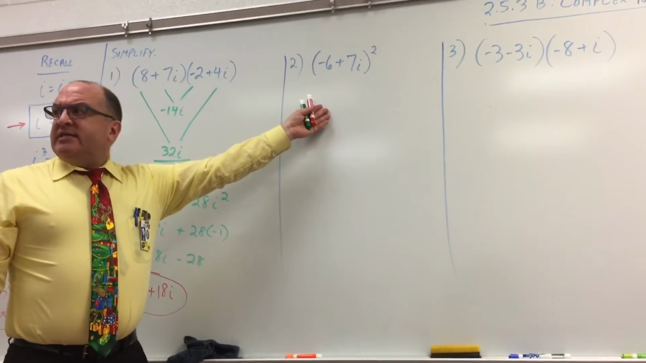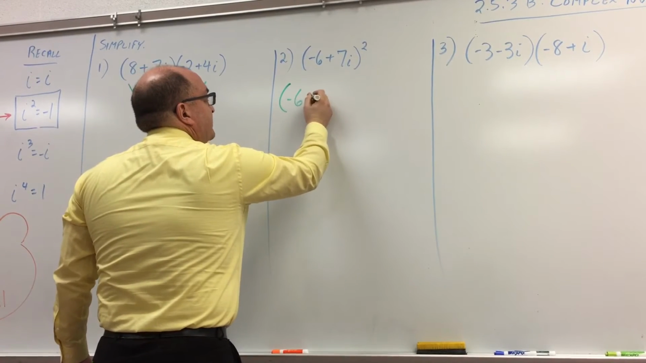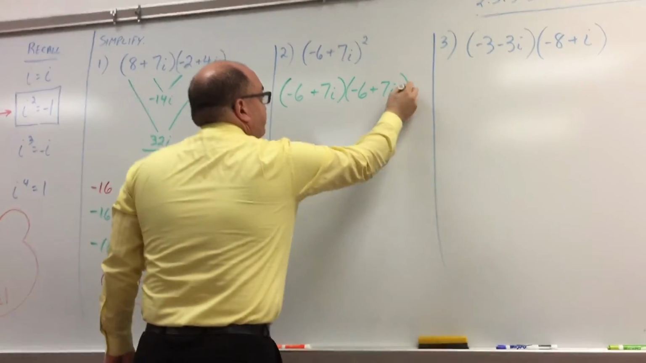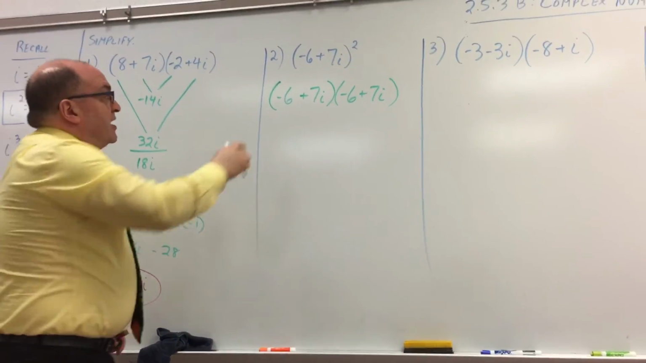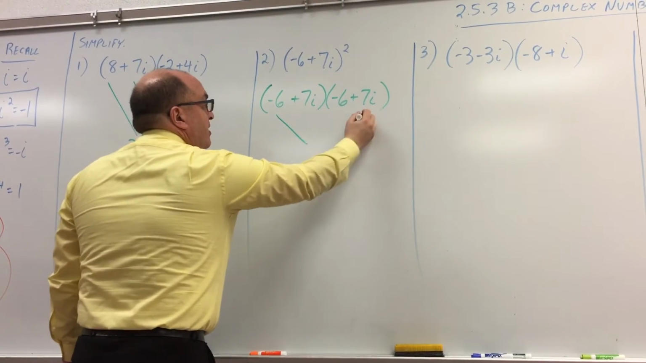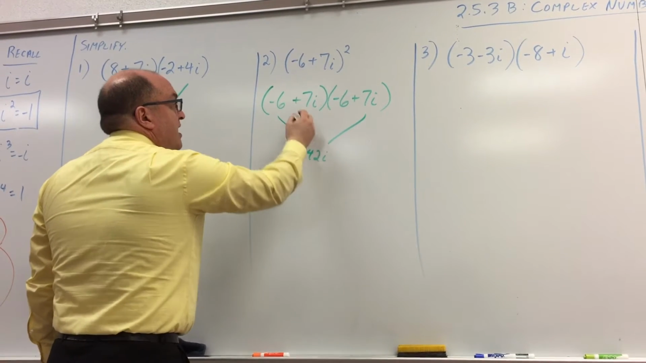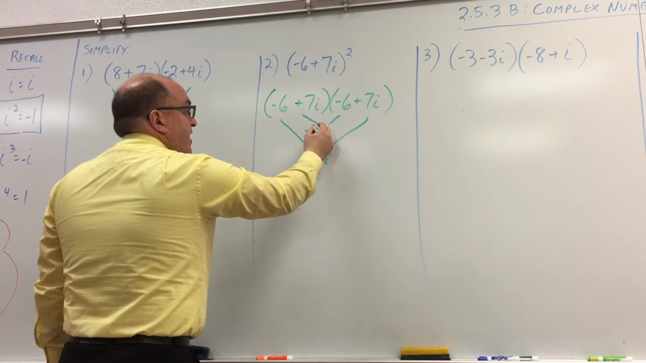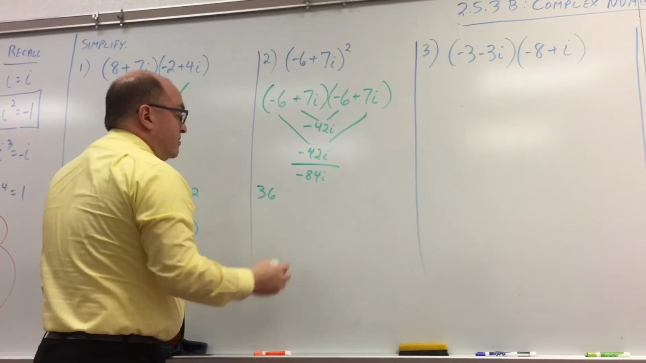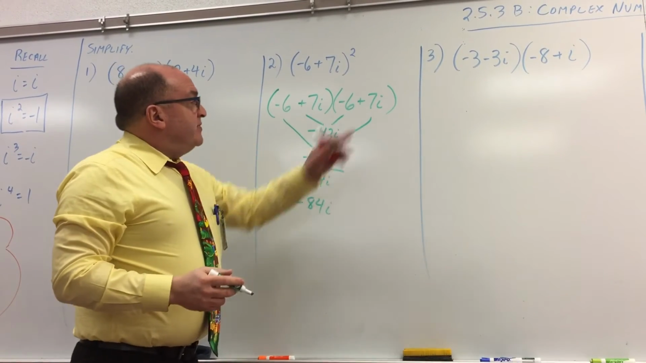Over here, if it looks like this, okay, I'm just going to rewrite it. -6 plus 7i times -6 plus 7i. First, -6 times -6, positive 36. Outer. -6 times 7 is -42i. 7 times -6, -42i. Add them together, -84i. Okay, minus 84i.